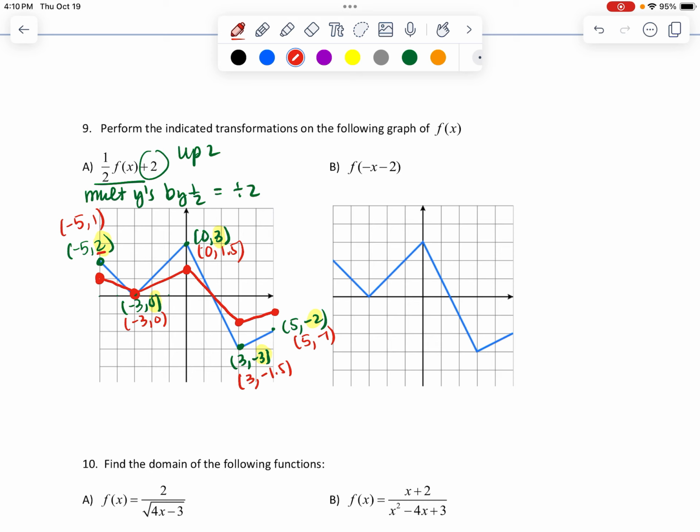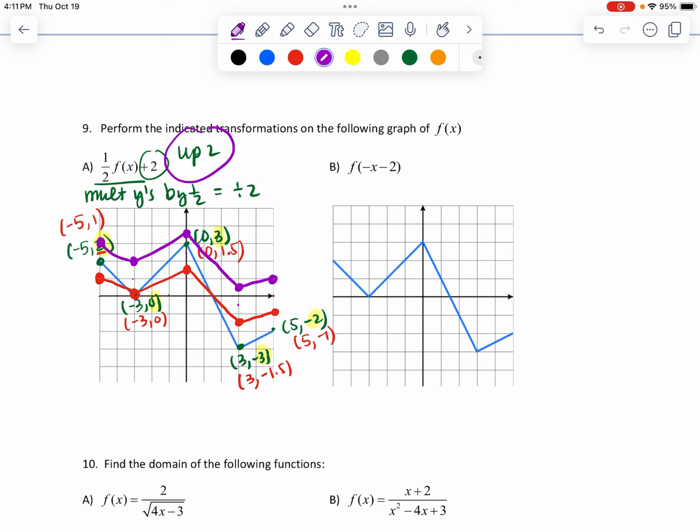Okay, but what do I need to do next to it? Let's do it in a different color, maybe like this pretty, I don't know, green, I guess. No, I already used green. Purple? Sure. Okay, so I still need to move everything up 2. So I'm going to take all those dots and move them up 2. Move up 2, move up 2, move up 2, move up 2, move up 2. Okay, and then connecting my purple dots, there is my final graph.